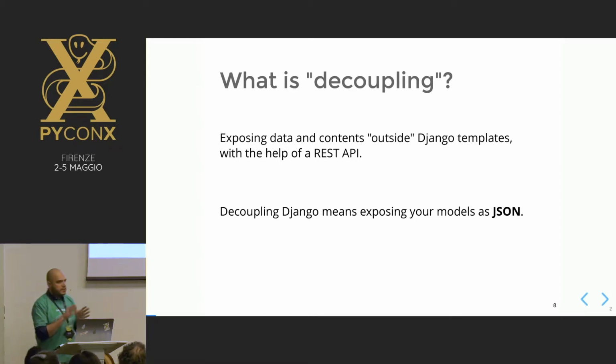Anyway, this is not specific to Django. Almost every web framework can be decoupled. For example, Drupal. There's a lot of stuff going on in Drupal for exposing the entities as JSON. There are many modules. Development is ongoing. So this is not specific to Django. But anyway, maybe it'd be interesting to see how to do that in Django.